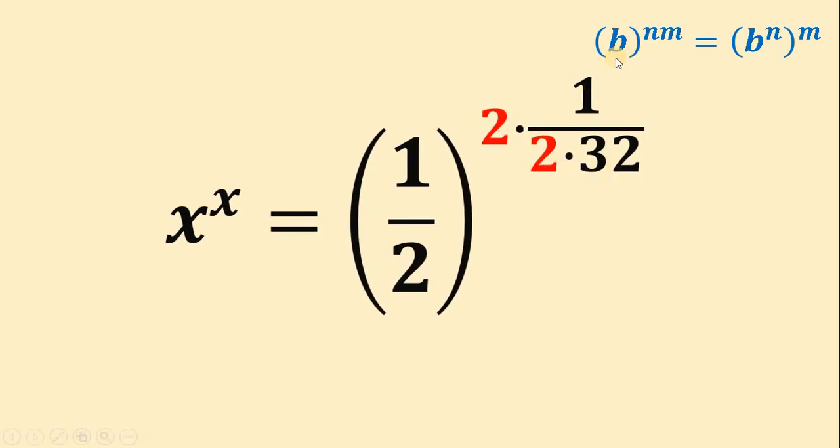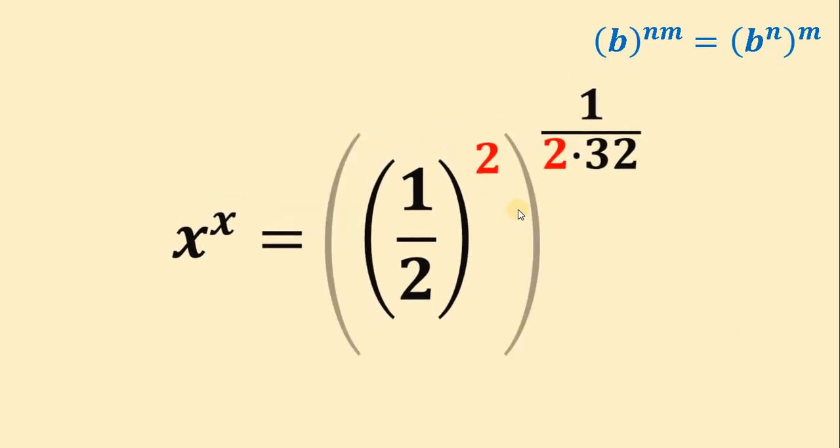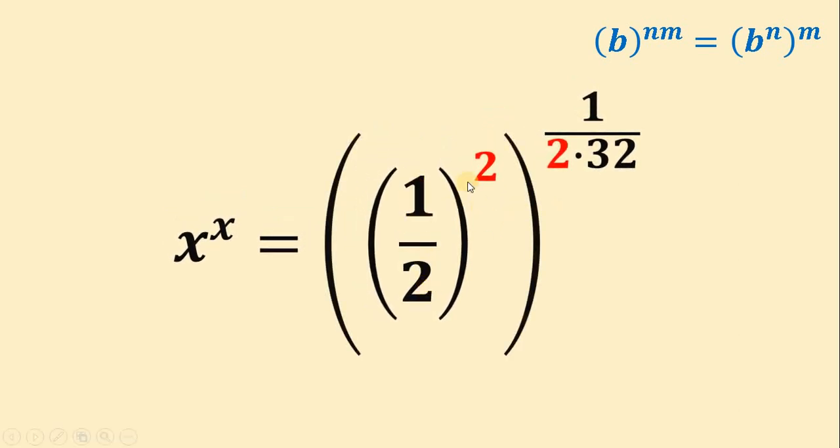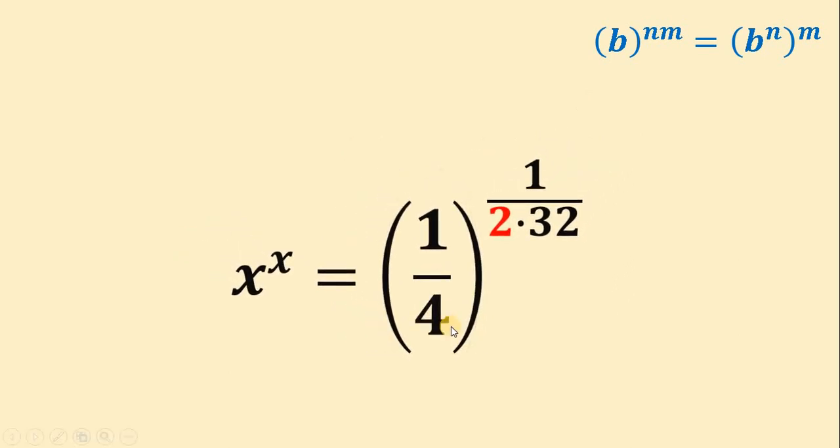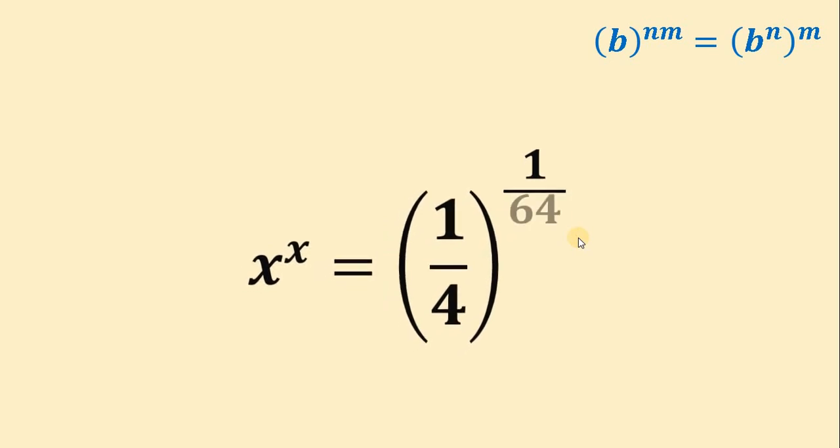Now, it is in the form of b raised to n times m, wherein n is 2 and m must be 1 over 2 times 32. So this can be written like this: we have 1/2 raised to the power of 2, raised to the power of 1 over 2 times 32. This is based on this identity. Now, what is 1 over 2 raised to 2? This is 1 over 2 times 1 over 2, or simply 1 over 4. Now, 1 over 2 times 32: 2 times 32 will give us 64.